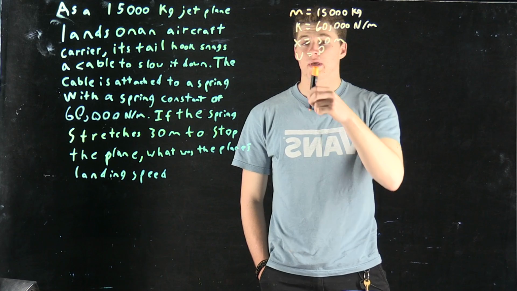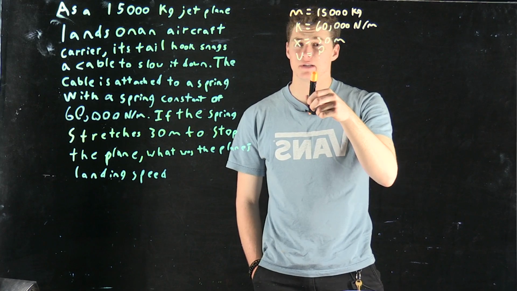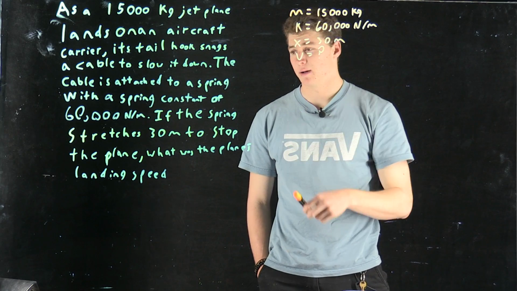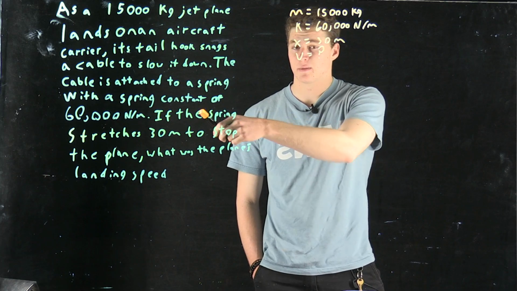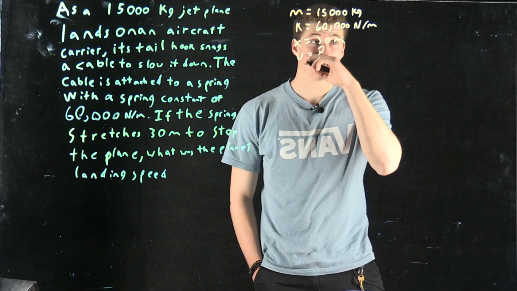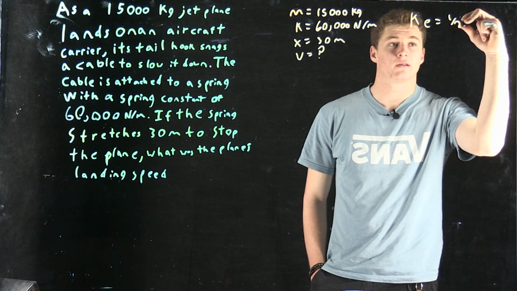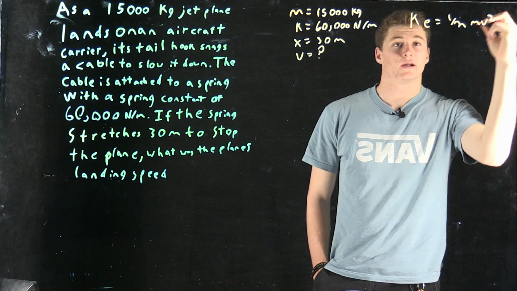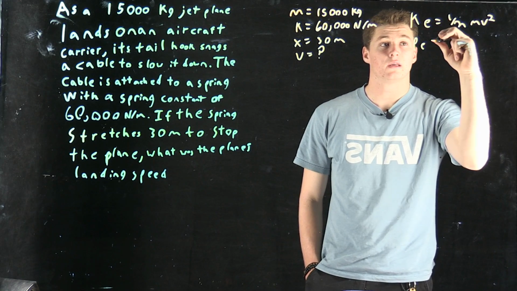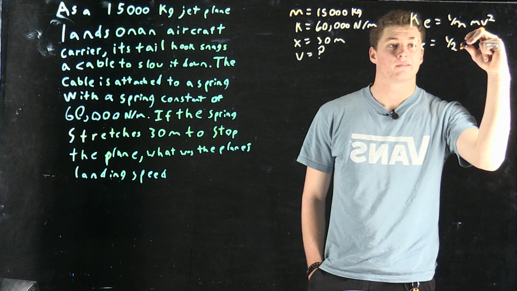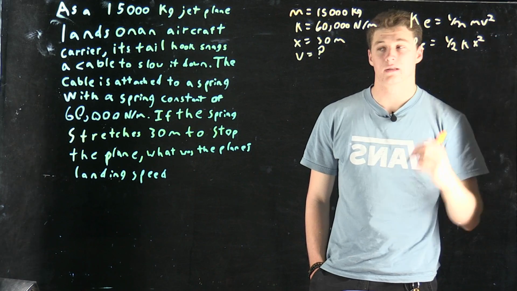So when we have this, we know we're going to be looking for the kinetic energy of the jet because the jet is moving before it stops. And we know that we have the spring, so we're going to be looking at the potential energy of the spring. Those two equations are going to be KE equals 1/2 mv squared and PE equals 1/2 kx squared.